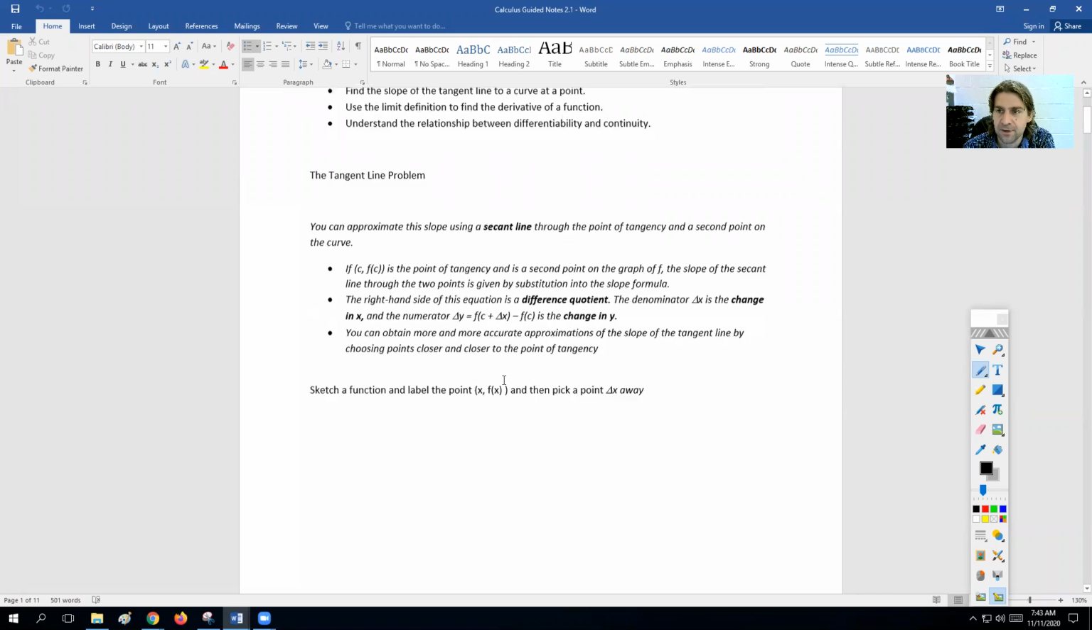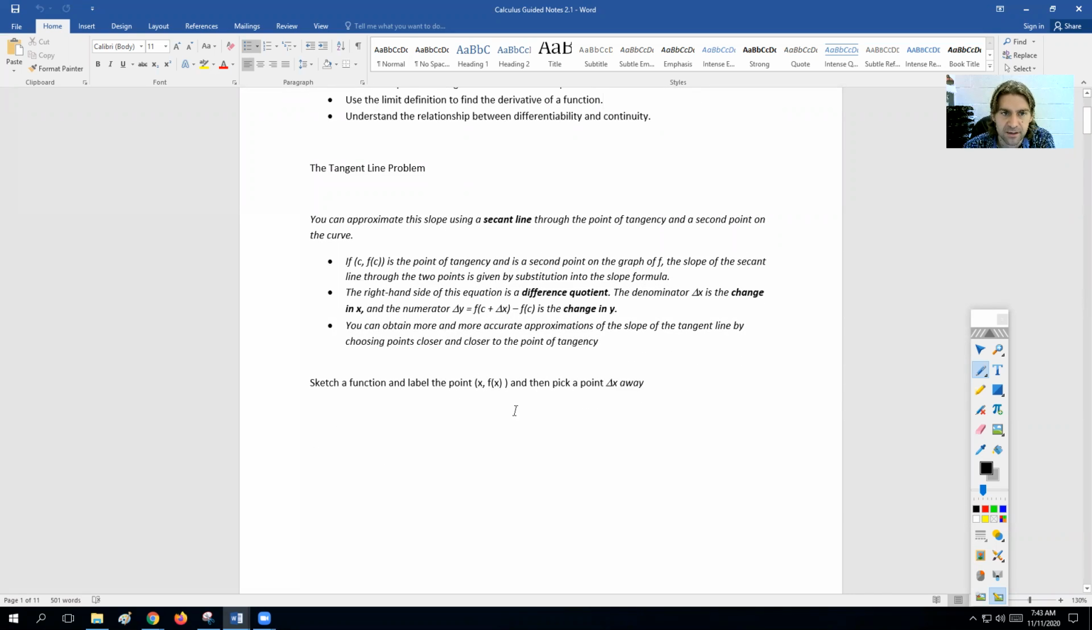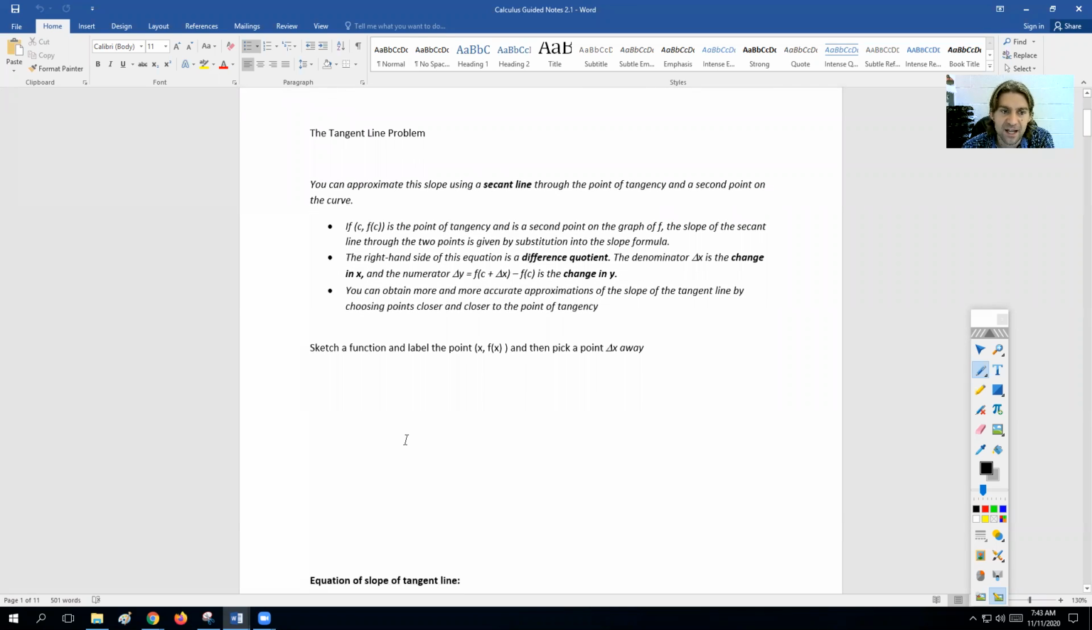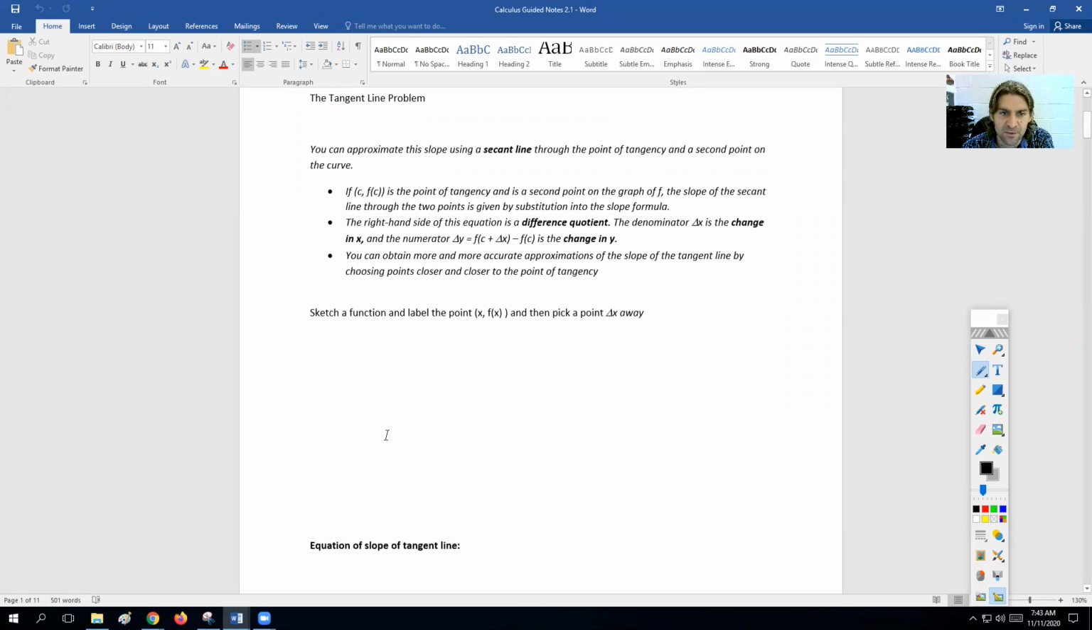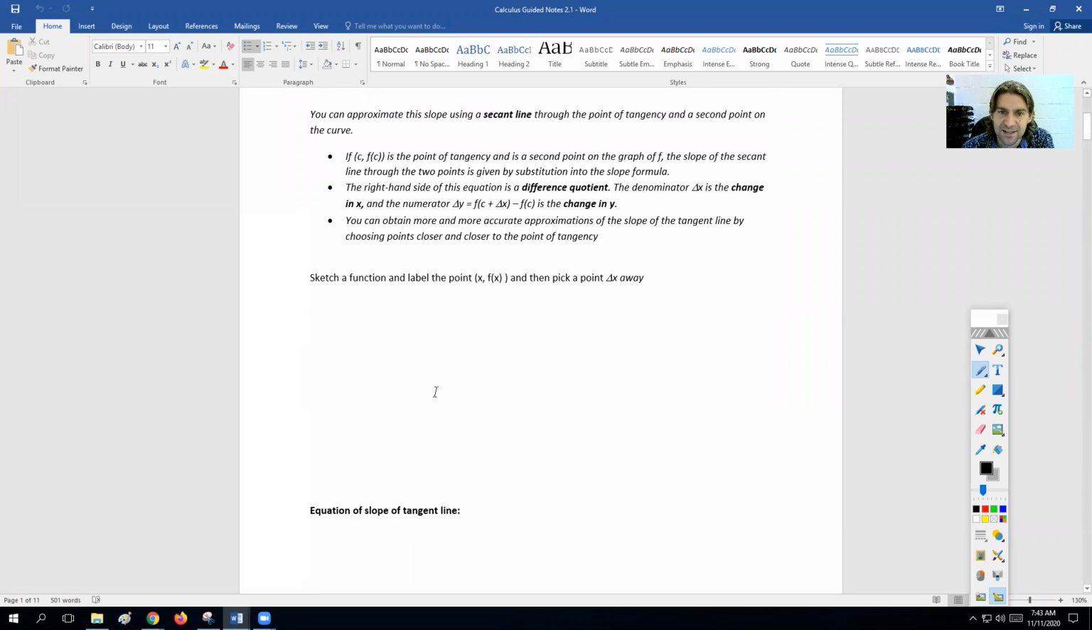Okay, so here we go. Got a lot of math for you, a lot of wordies, but we can approximate the slope of a secant line through the point of tangency and a second point on the curve. If (c, f of c) is the point of tangency and the second point is on the graph of f, the slope of the secant line goes through two points and is given by the formula. On the right-hand side of the equation, we have all this math, but let's go through it.